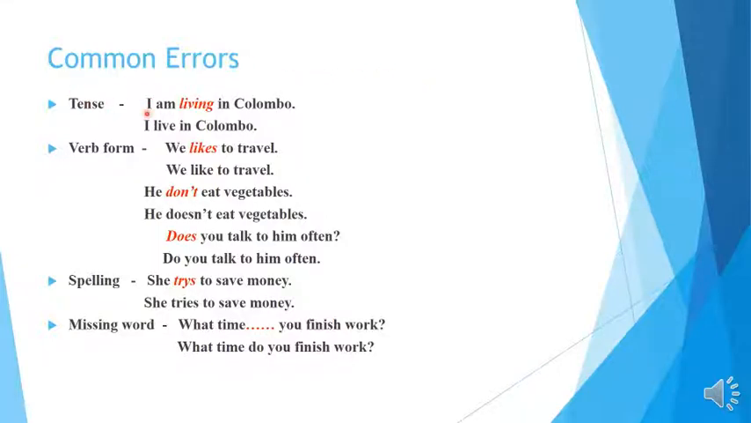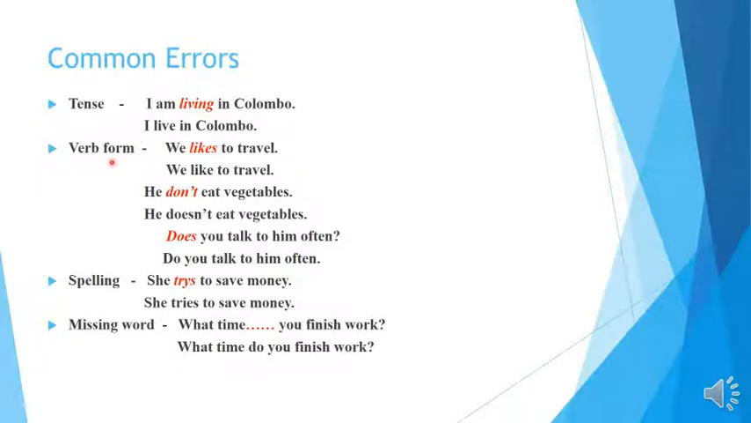I am living in Colombo. So here it's like you temporarily live in Colombo. But if your permanent living place is Colombo, then you have to use simple present. I live in Colombo. Clear?